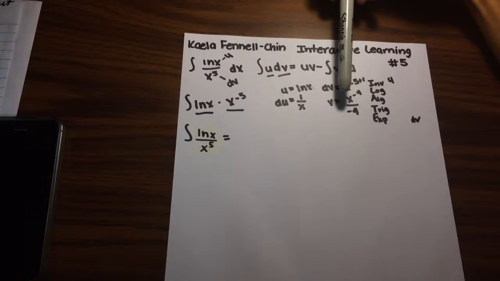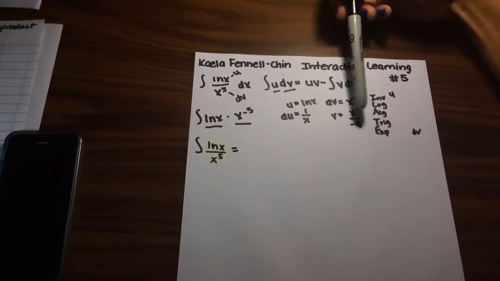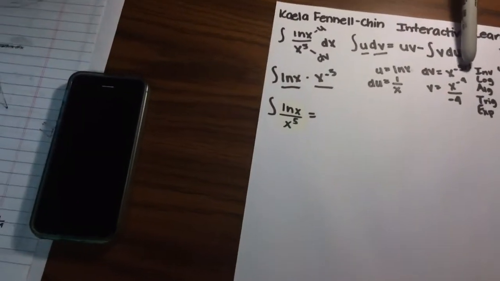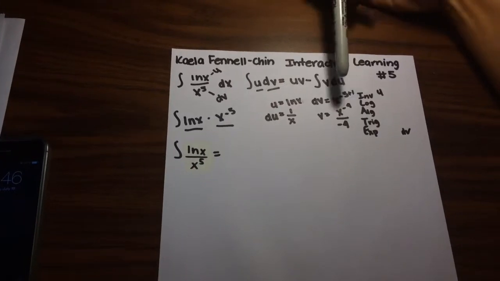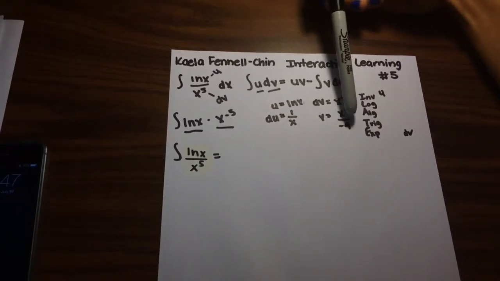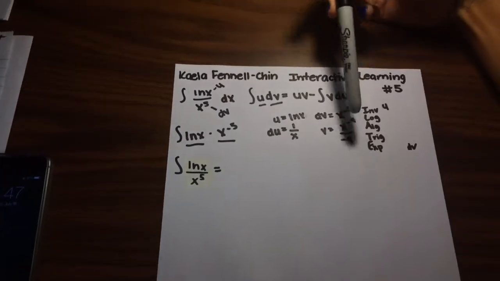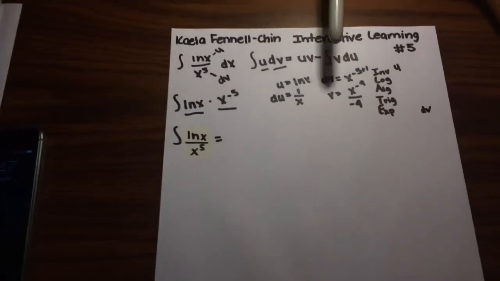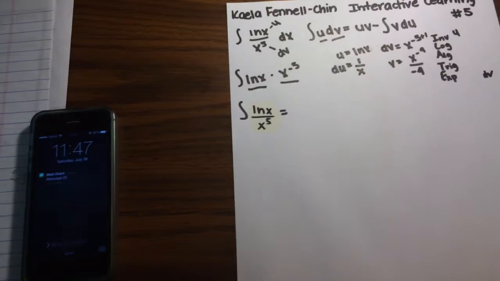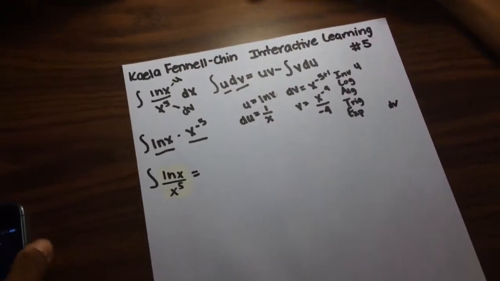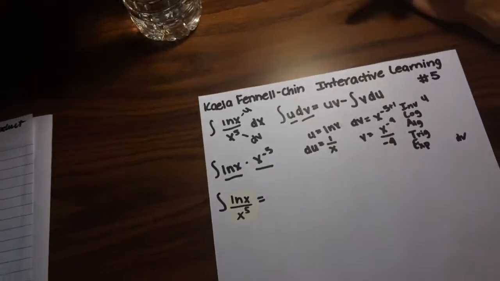And then in order to take the integral, which would just give us v, we're going to add 1 to the exponent and divide by n plus 1. So we're going to have x to the negative 4th over negative 4, or just x to the 4th over negative 4. So now what we're going to do is plug it into this formula and see what we get.